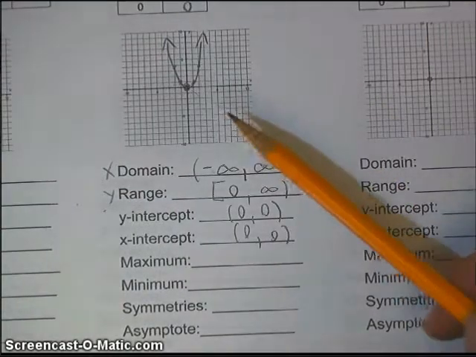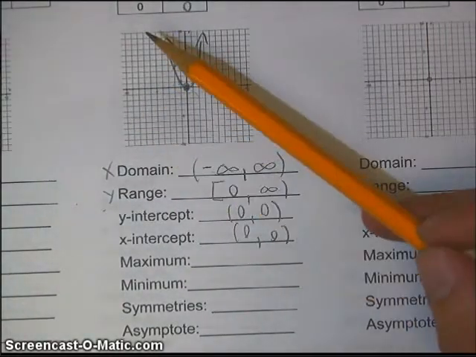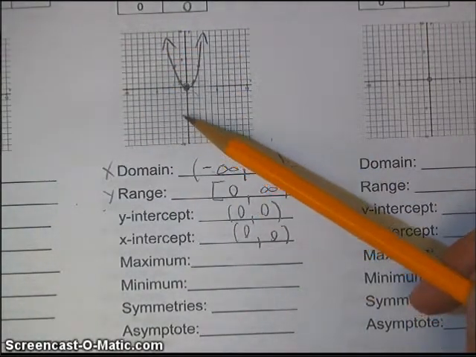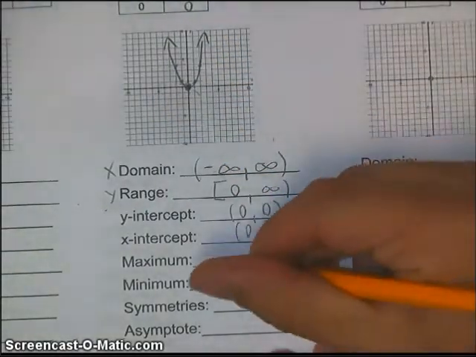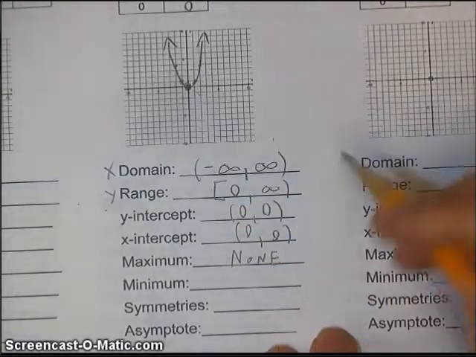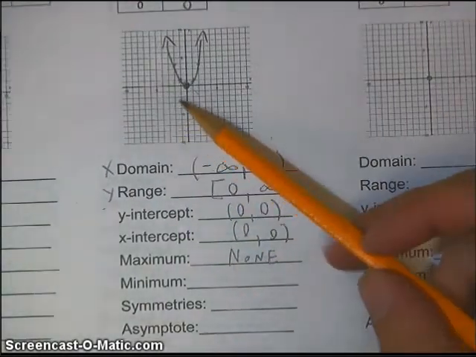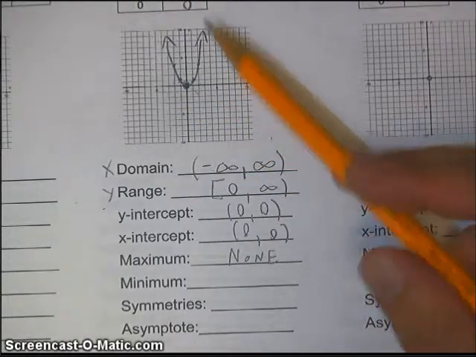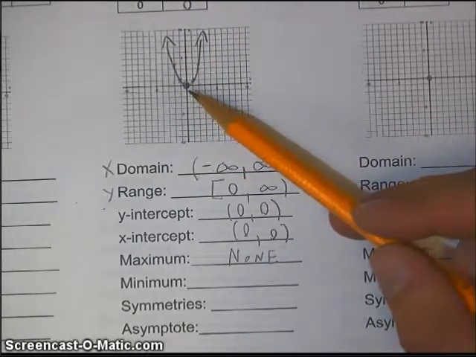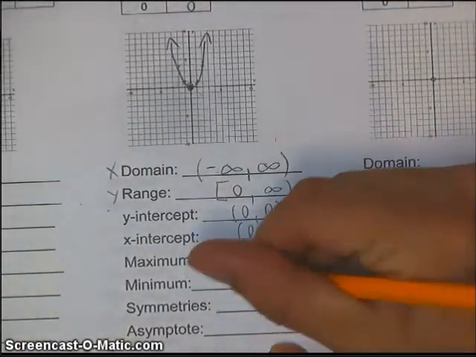A maximum occurs when a function goes up and comes back down. Well, this thing goes up, but it never comes back down, so there's no maximum here. That's a none. Minimums occur when a function goes down and then comes back up. This thing does have a minimum right there at its vertex. That's going to be (0, 0).